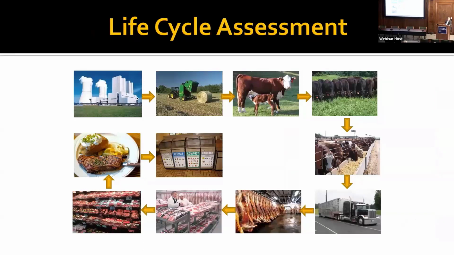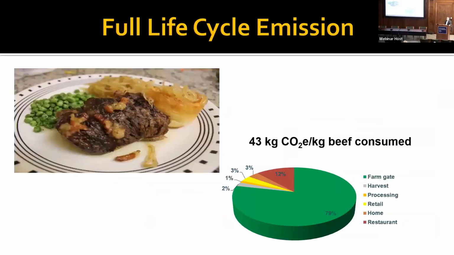So we also take that a step further now. We're going to go to the full life cycle of beef: transport, processing, retail, the consumer, and any waste created in the process and the disposal of it. So when we do the full life cycle, the denominator here is changing. So now we're looking at per kilogram of consumed beef. So the number goes up quite a bit at 43 kilograms of CO2 equivalent per kilogram of consumed beef.